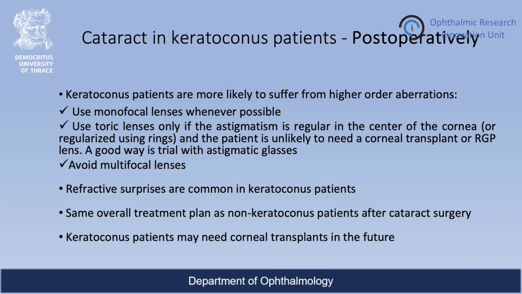Finally, postoperative management after cataract surgery should not be neglected in keratoconus patients. Since keratoconus patients are more likely to suffer from higher-order aberrations, the use of monofocal intraocular lenses is recommended whenever possible. Toric intraocular lenses can be used only if the astigmatism is regular in the center of the cornea, or is regularized using rings, and the patient is unlikely to need a corneal transplant or a rigid gas-permeable contact lens. A good solution to simulate the final surgery outcome is a trial with astigmatic glasses.